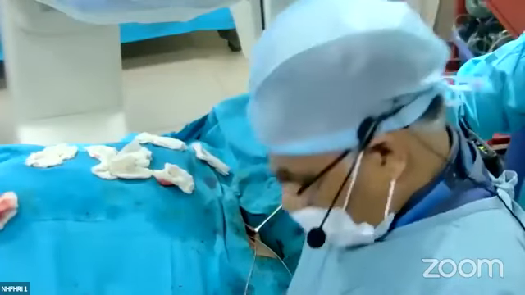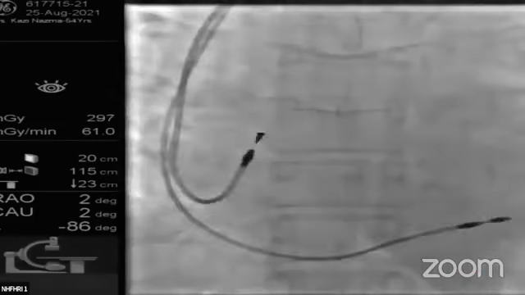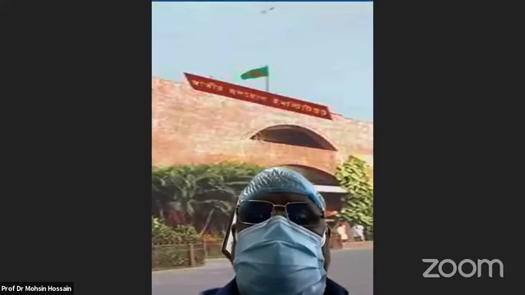So we have put both leads. Please focus on the patient. Any comment from other panelists, please? Focus on the patient. The ECG they have shown, Professor, atrial fibrillation.